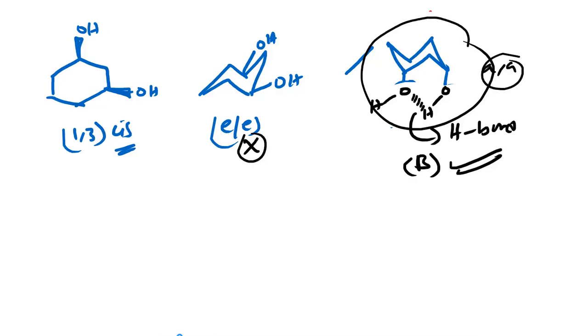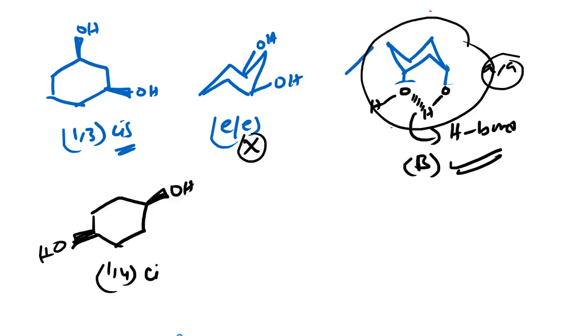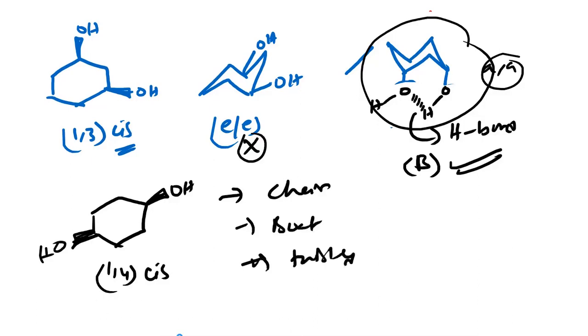Okay, right. And next question here. So we have two hydroxy groups at 1,4 position, 1,4 cis. Right. The question is: first chair, boat, second one twisted boat, third one half chair. Which is the most stable conformation of it? Okay. Now the most stable conformation is this boat conformation.